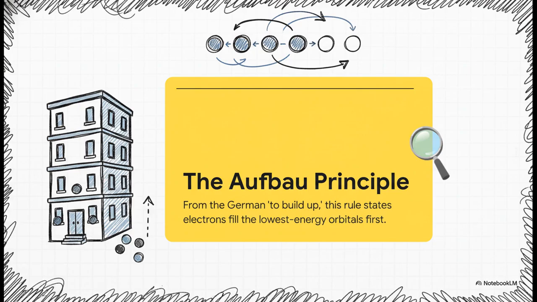Electrons are lazy. They always fill the lowest energy spots first. In our building, this means new tenants are going to snatch up all the cheap apartments on the first floor before anyone even thinks about moving up to the second.